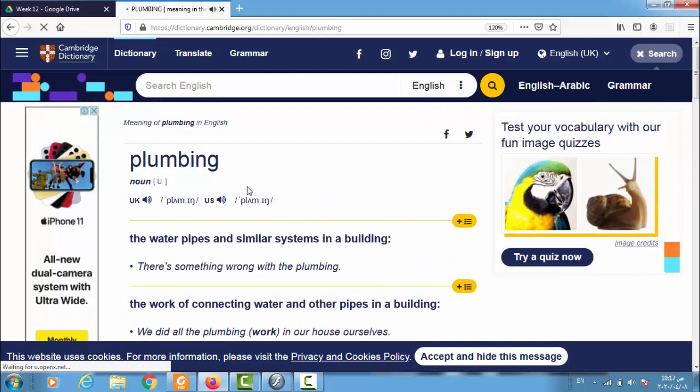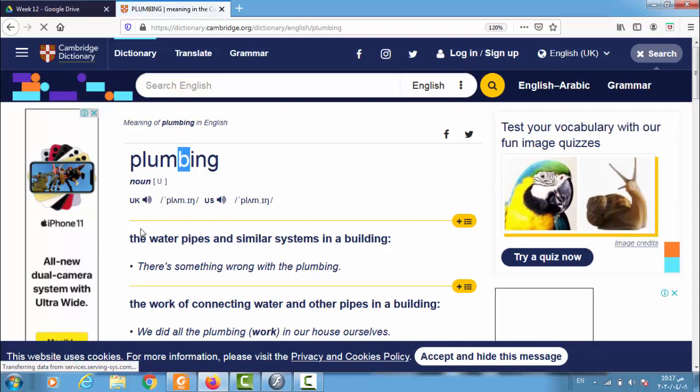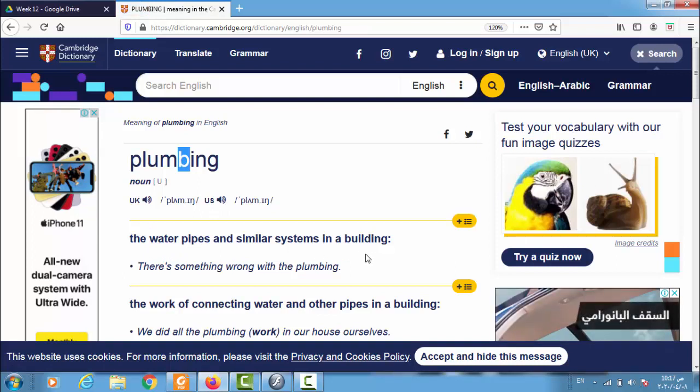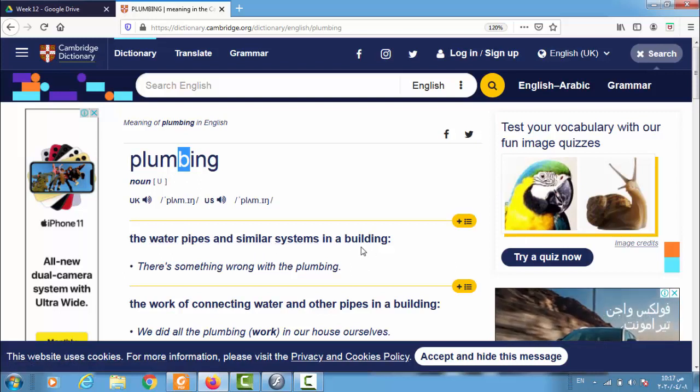Plumbing. Listen to this one. Plumbing. It means that the B letter in here is silent. Plumbing is the water pipes and similar system in a building. So if I say plumbing, it means the water pipes and the similar system in a building. B is silent in here.